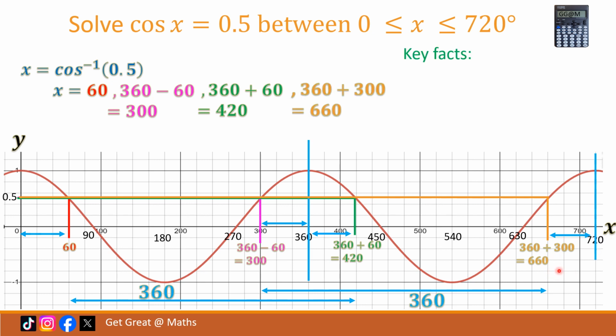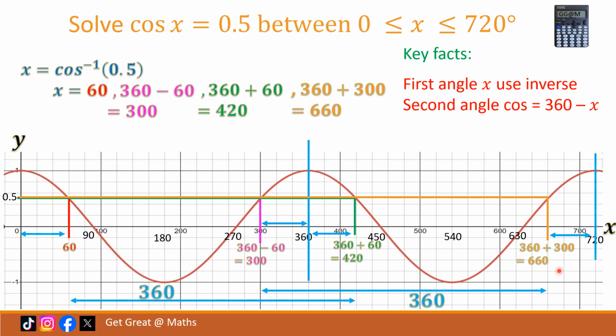Now the key facts which will always work for every single question are that to find your first angle, x, you need to find the inverse. To find the second angle on the cos curve, it is always 360 minus that first angle. That is a rule that is always important and always works to find the second angle on the cos curve. And you can see because of the shape of the graph, this distance here will always be the same as the initial distance here on the left.